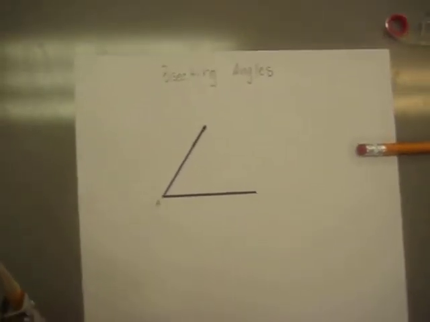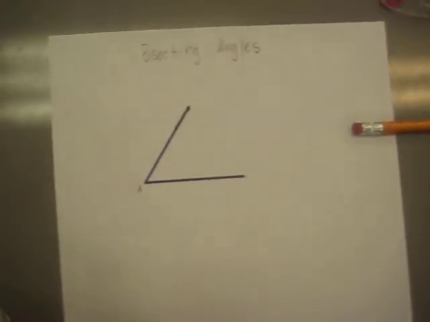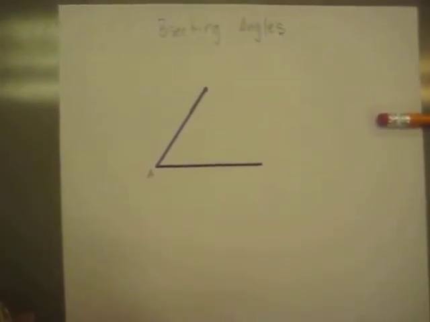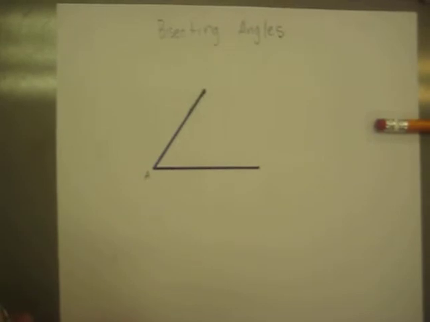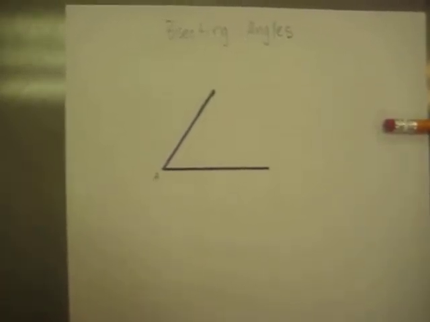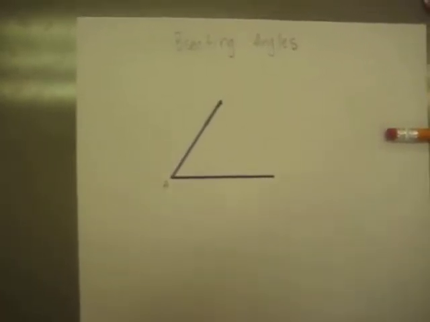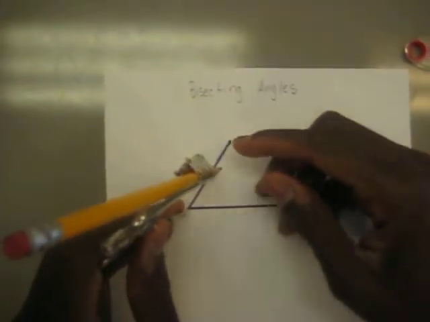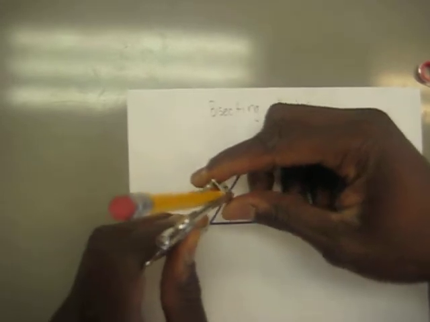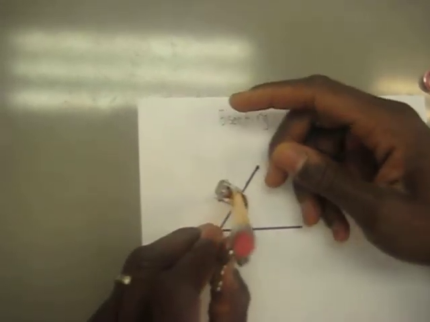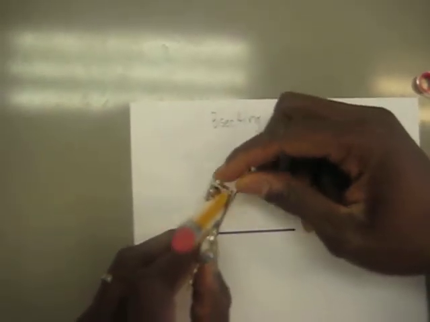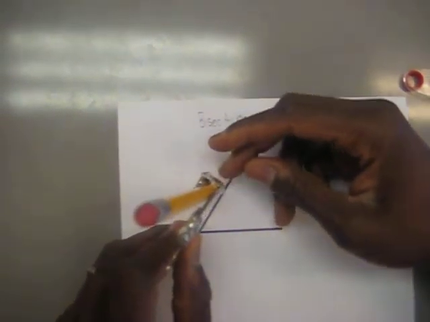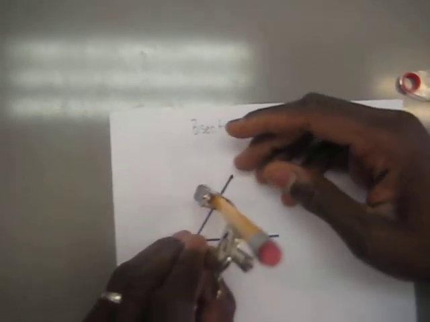Usually they will give you an angle and ask you to bisect the angle, or construct the angle bisector. You first want to begin by placing your point on your vertex, and you can open your compass to any arbitrary measurement. It really doesn't matter. Don't make it too small and don't make it too wide, but any measurement is all right. So here we go.